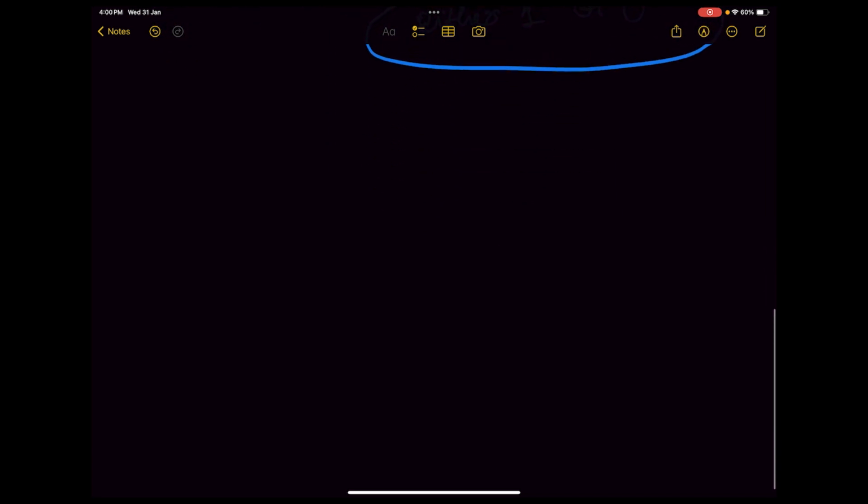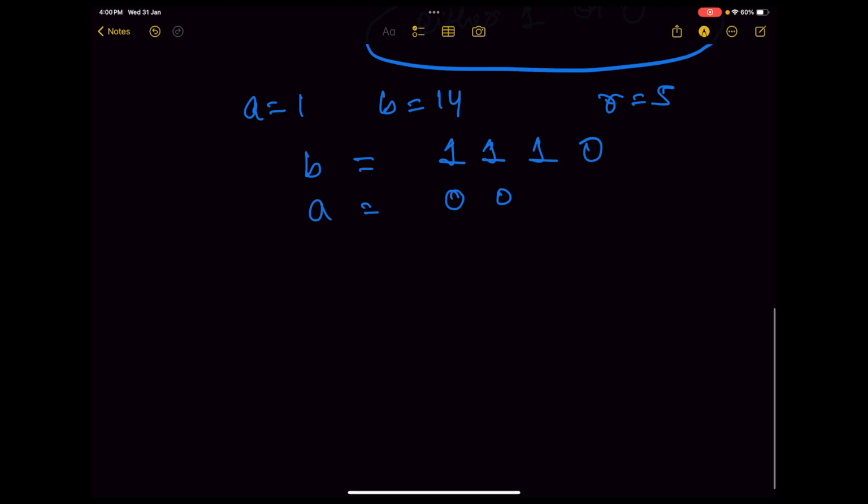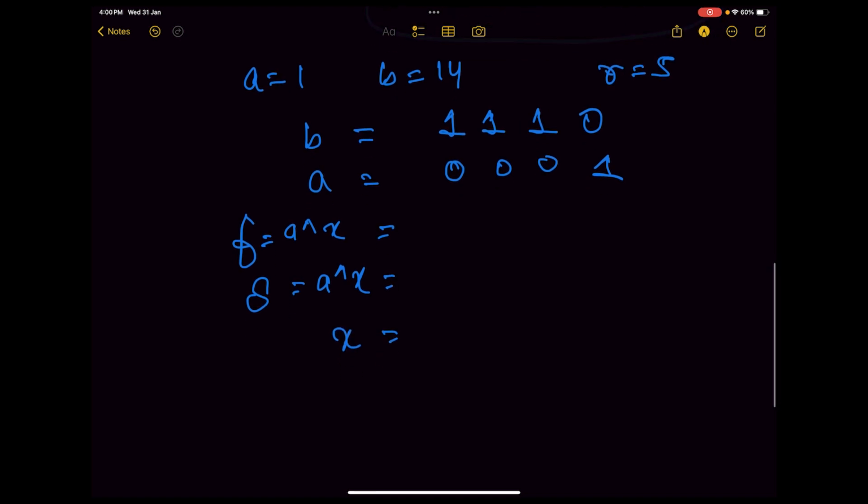Let me take an example. Let's say a is 1, b is 14, and r is 5. In the binary form we can write it as this. For a it would be 0001. That is the first term, a XOR x. Second term, that is b XOR x, and that is our actual x. Now the bit positions are 0, 1, 2, 3.